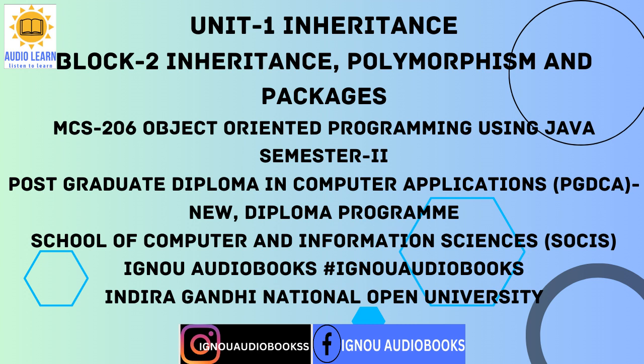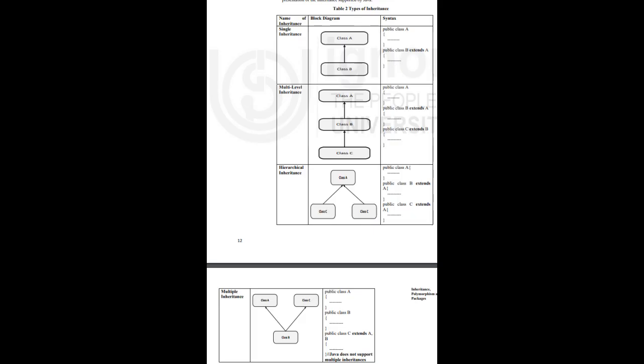1.6 Types of inheritance. Java supports many types of inheritance. The table given below gives a summarized presentation of the inheritance supported by Java. Table 2: Types of inheritance. Look at the screen. Java supports single inheritance, hierarchical inheritance and multilevel inheritance. But multiple inheritance is not supported by Java. Java provides a feature known as interface, which fills the gap of non-support for multiple inheritance. You will learn about interface in Unit 4 of this block.